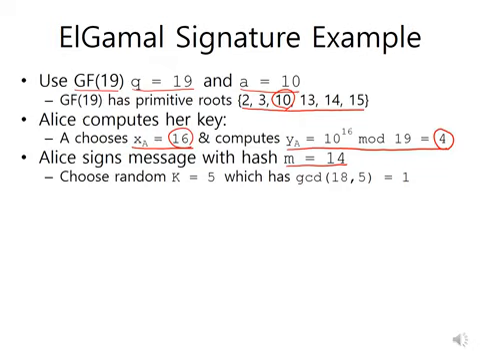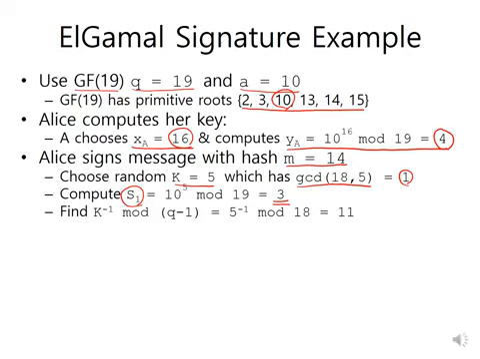In order to sign the condensed message 14, let's suppose Alice chooses a random number as 5. So K is 5, such that GCD of 18 and 5 would be 1. So 5 should be relatively prime to 18, which is phi of Q. Then compute S1 as this one: 10 to the 5 mod 19. This is S1 and it will be 3.